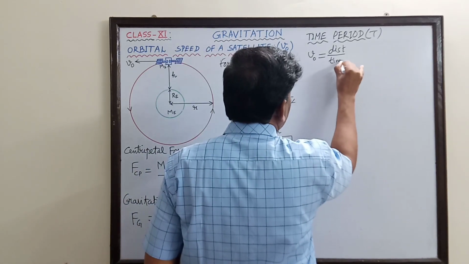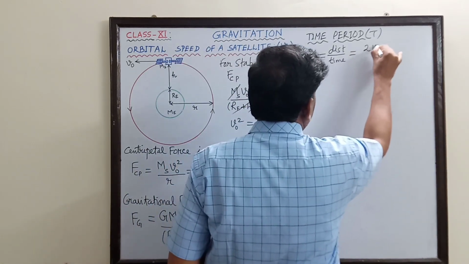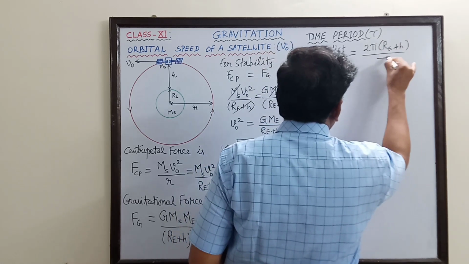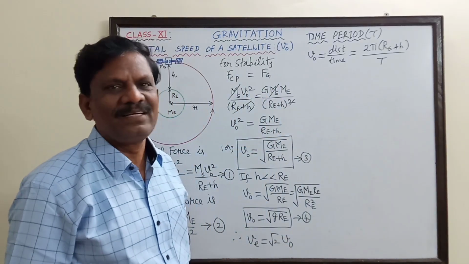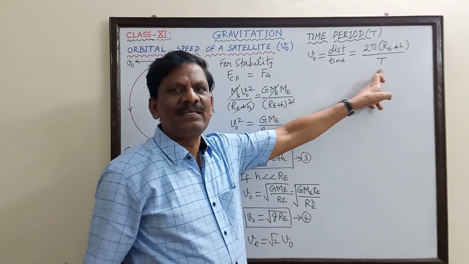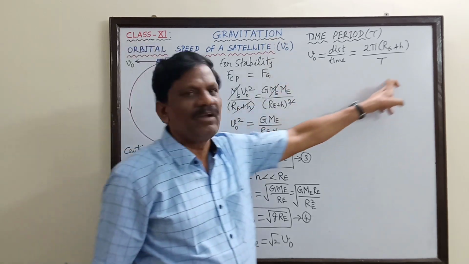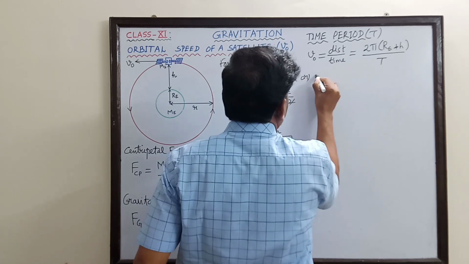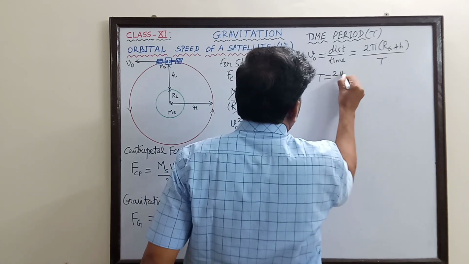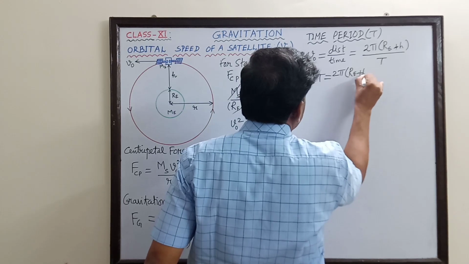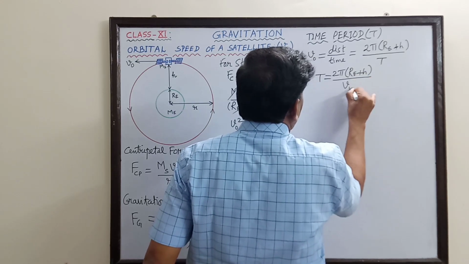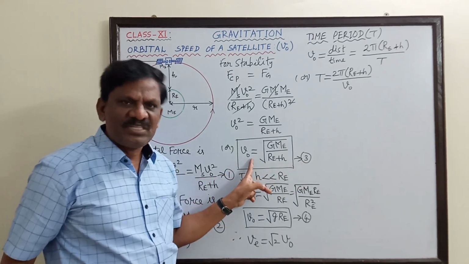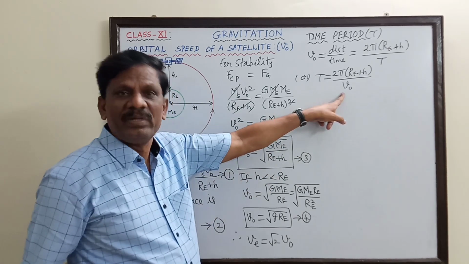divided by the time. So how much distance it will travel is 2 pi into (Re plus H) divided by the period. Is it not? So we can get the expression for T, shift it to the left hand side and shift V orbital to the right hand side. Okay? From this we can write T is equal to 2 pi into (Re plus H) divided by V orbital. For V orbital, equation 3 can be substituted, is it not? V orbital is in the denominator.